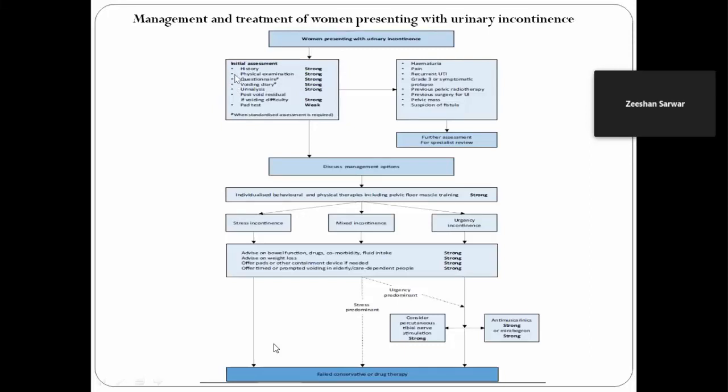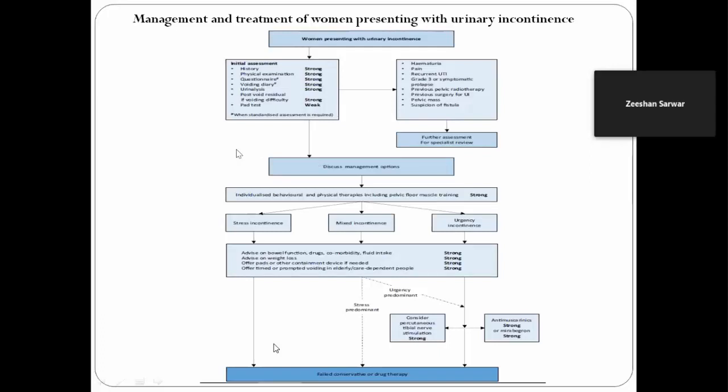It is strongly recommended to have a good initial assessment through history, physical examination, a questionnaire and bladder diary, urine analysis, post-void residual volume and pad test. And then we ask about specific symptoms such as hematuria, pain, recurrent UTI, prolapse, previous pelvic therapy, previous surgery for urinary incontinence, mass in the pelvis, and suspicion of fistula. All these things are asked, examined and ruled out. If they are present, further specialist review is recommended.